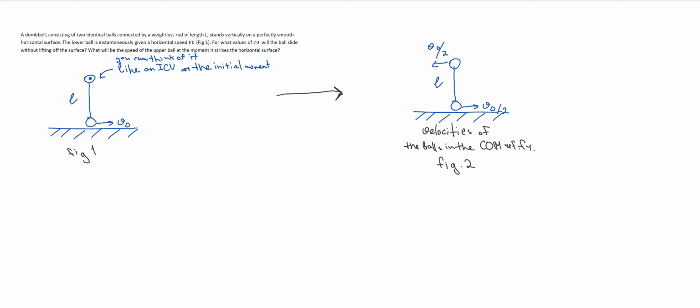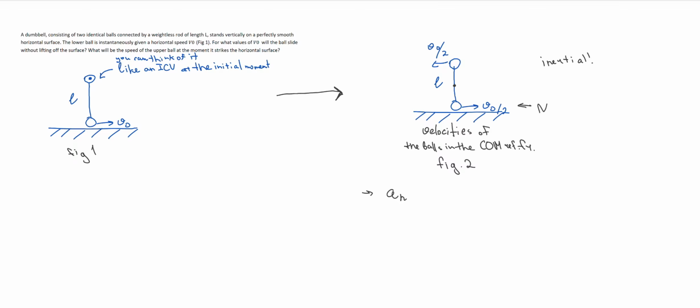In this frame, the velocities of the balls at the initial moment are V0 divided by 2 and are directed horizontally in opposite directions. You can see the situation in this reference frame in picture number 2. So let us determine under what condition the lower ball would lift off the surface. It is clear that in this case, the normal reaction force of the surface is 0, and therefore the dumbbell falls with the acceleration of gravity, g.